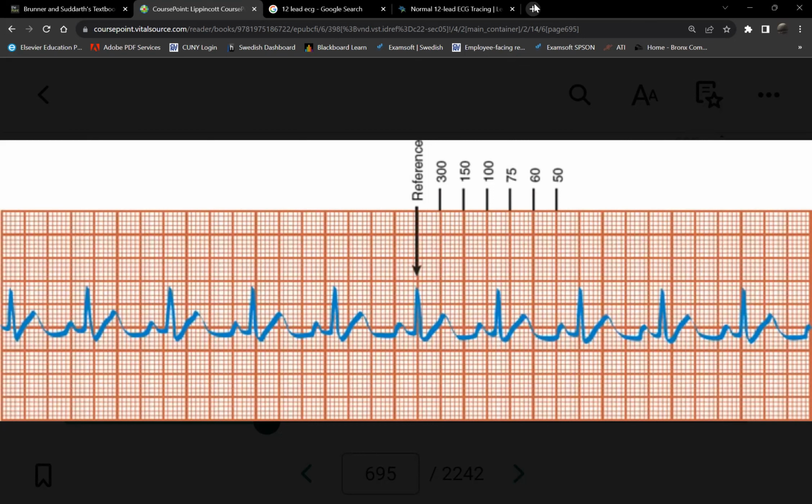Any questions about counting the heart rate? Go ahead. No, I didn't mean I divided that. 60 divided, no, it's the other way around actually. 60 divided by 0.2, 60 divided by 0.04.